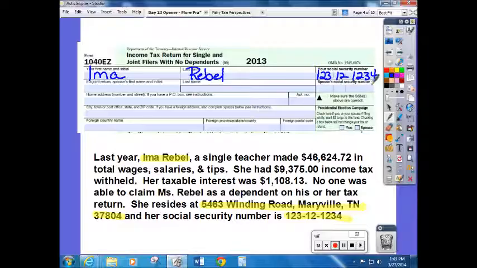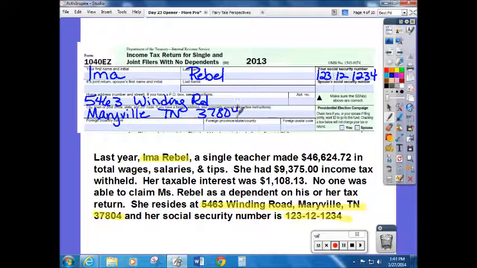123121234. Her address is 5463 Winding Road, Maryville, Tennessee 37804. The only other thing that we need to know in order to do this tax return is whether or not she wants to contribute $3 to the Presidential Election Fund. Check yes, check no. It doesn't change the refund amount, or the amount that you owe at all.